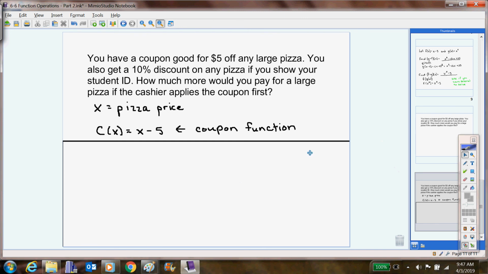What about the discount function, just all by itself? The discount function, you'd show your student ID, whether or not you had a coupon with you, and what would the discount function come out to be? It's a 10% discount.